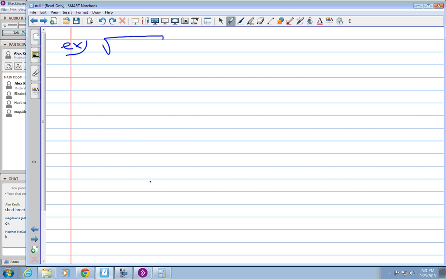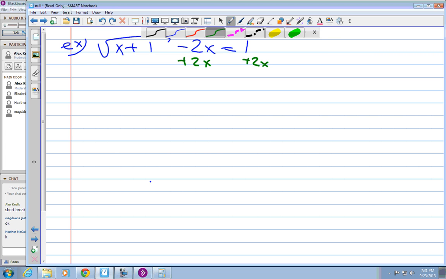Here's another example. The square root of x plus 1 minus 2x equals 1. So we have a square root and another thing. So step 1 is to isolate the radical. So we will add 2x to both sides. That's step 1. So we have the square root of x plus 1 equals 2x plus 1.